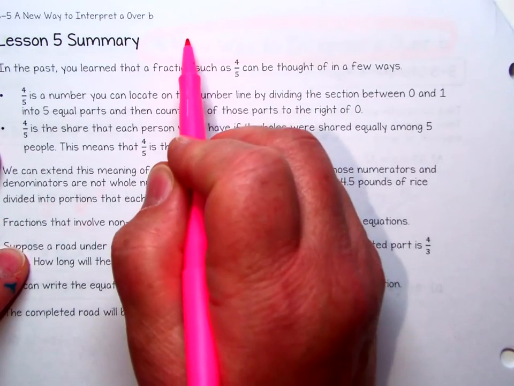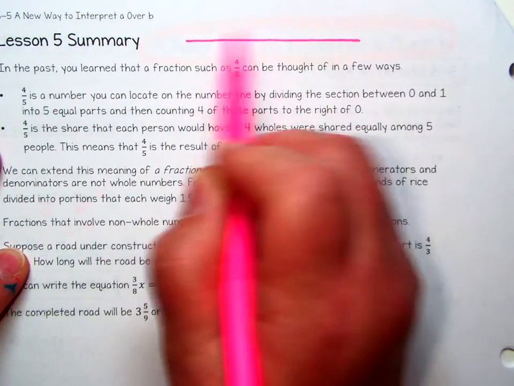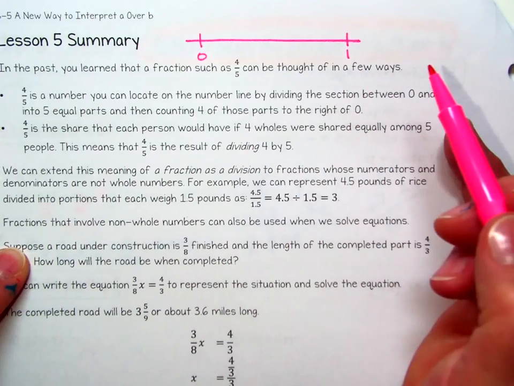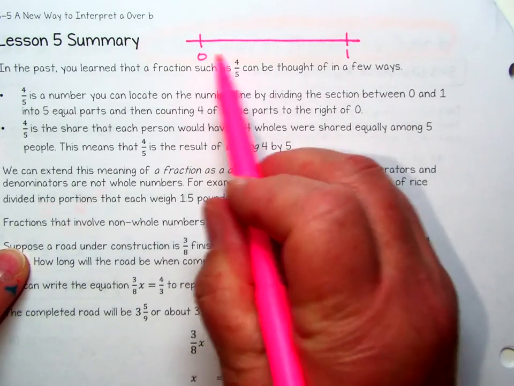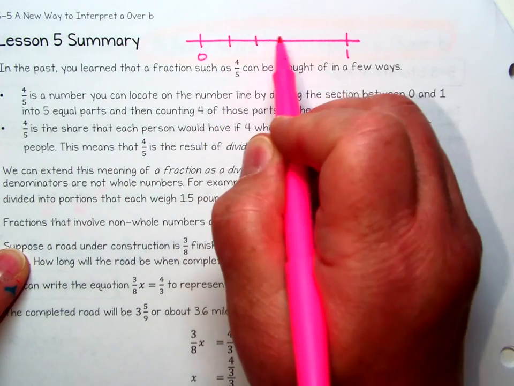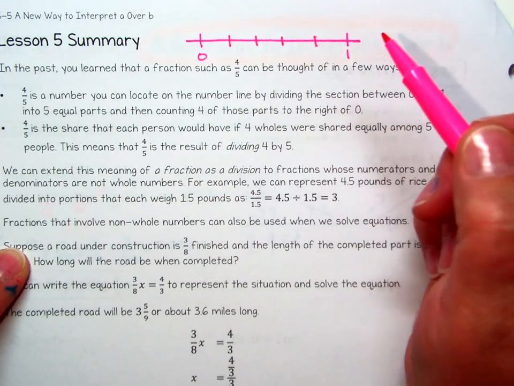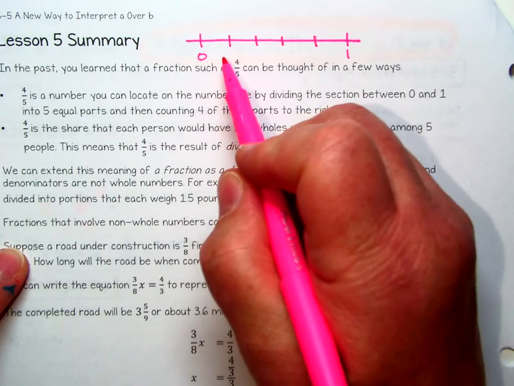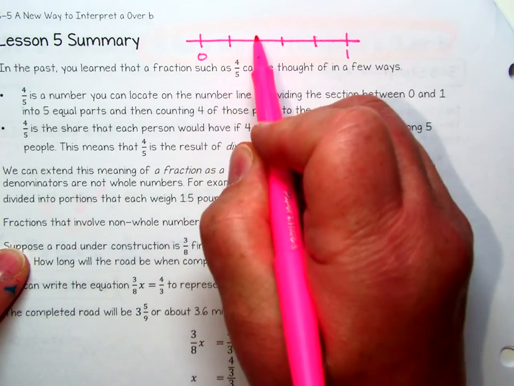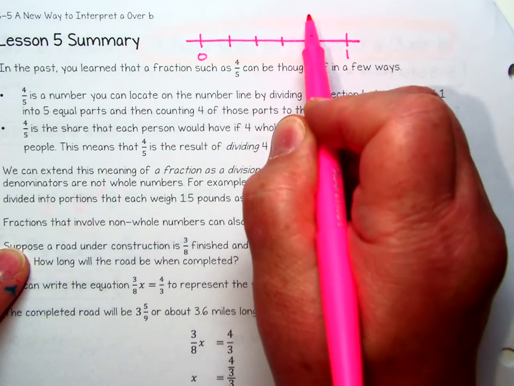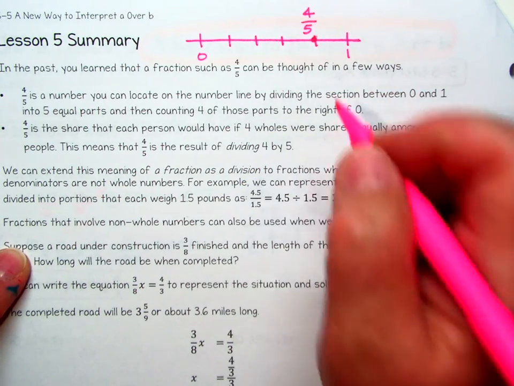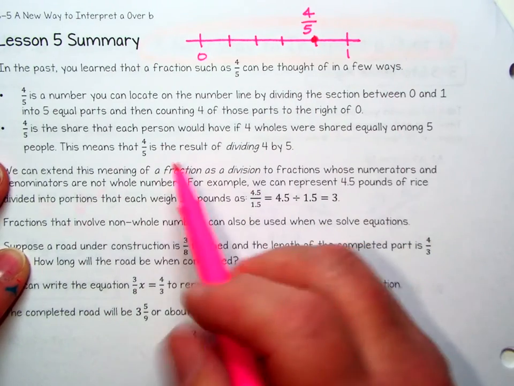So this is like, if you had 0 and 1, and you want to locate 4/5 on the number line, you need to split your whole into 5 equal parts. So 1, 2, 3, 4, 5 relatively equal parts. Each of these is 1/5 of the whole thing. So 4/5 would be 4 of those 5 equal parts. This is where you locate it on a number line.